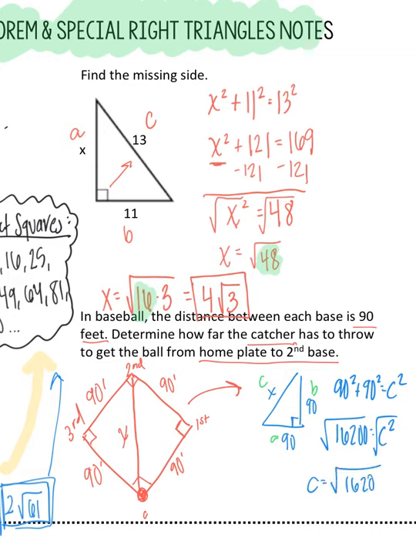Now, since this is a contextual problem and they're actually asking us how far he has to throw, we're not going to leave it as a simplified square root. We're just going to go ahead and plug that square root of 16,200 into your calculator. When you take the square root of that value, you get 127.3, and make sure you label your answer. We notice from above that it is in feet. So the catcher has to throw 127 feet to get from home plate to second base. Pretty far away. Shout out to all you catchers out there.